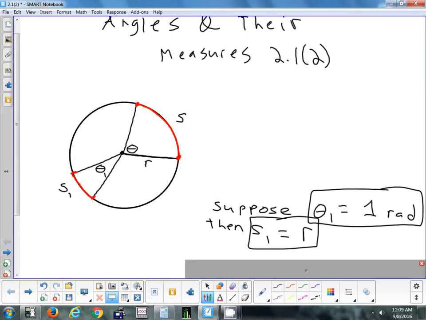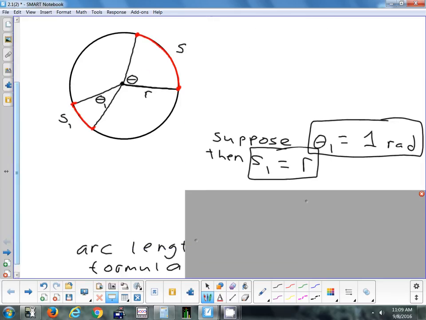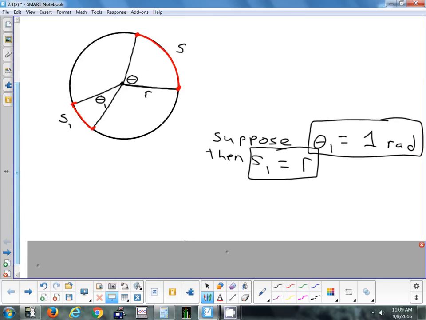All right, so next thing I have to explain is what's called proportional. The size of the arc and the size of the angle are directly proportional. What that means is if you double the size of this angle, you double the size of this arc. If you make that angle half as big, you make the arc half as big. So the size of the angle and the size of the arc are directly proportional, which means we can set up a proportion.